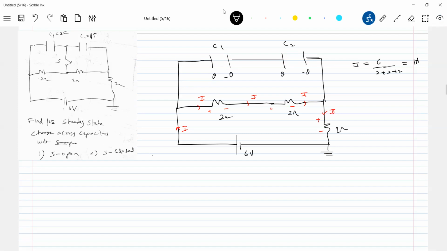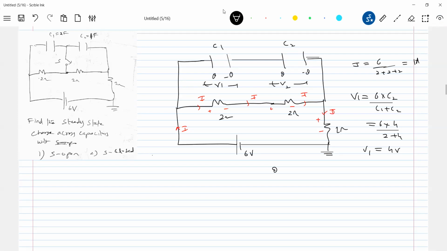So you can use the potential divider formula or anything. It's left to you after this. So what is V1 equal to? 6 into C2 by C1 plus C2. C2 is how much? 4. 2 plus 4. So this will be 4 volt.